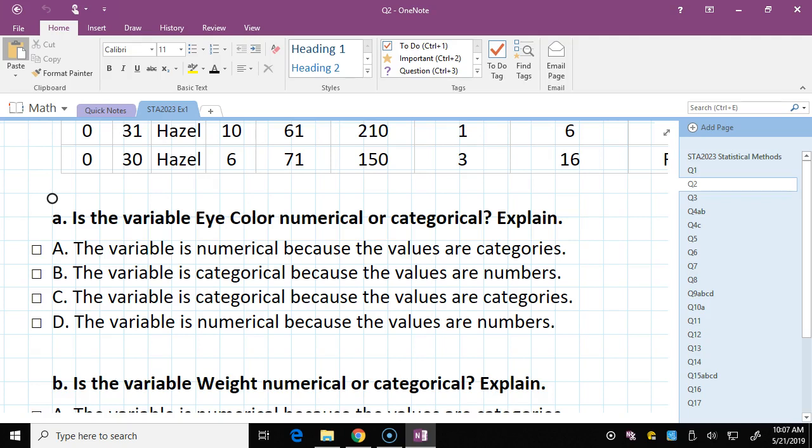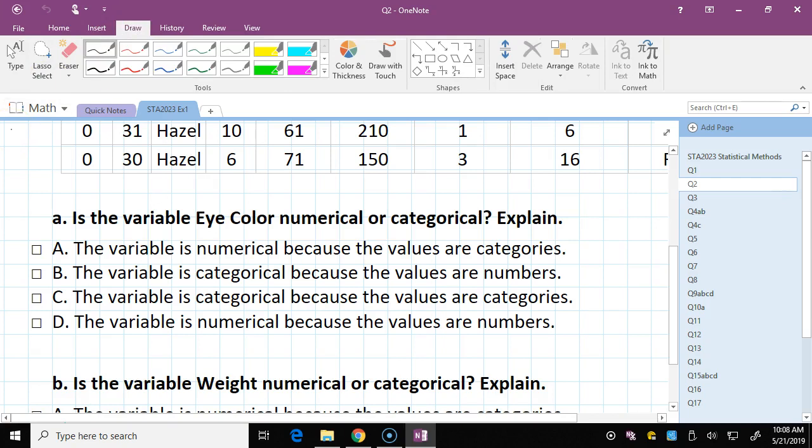So it says for B, the variable is categorical because the values are numbers. For C, the variable is categorical because the values are categories. What do you think? Yeah, definitely C, right? Definitely C. Where did I put the pen? Sorry, I lost my pen for a second, and I put it back. Silly me. All right. So definitely going to be the C guy.